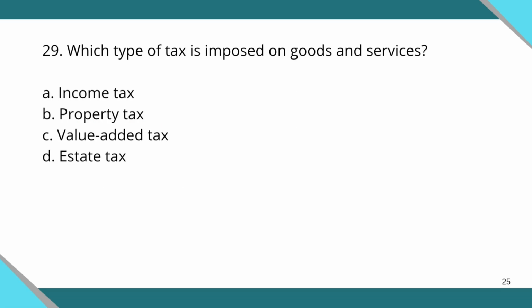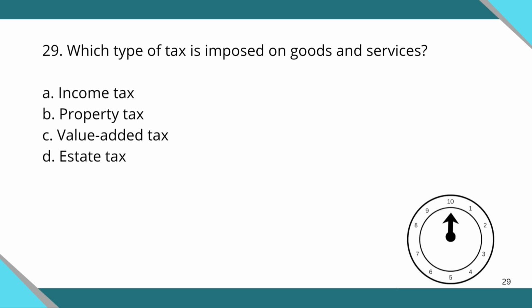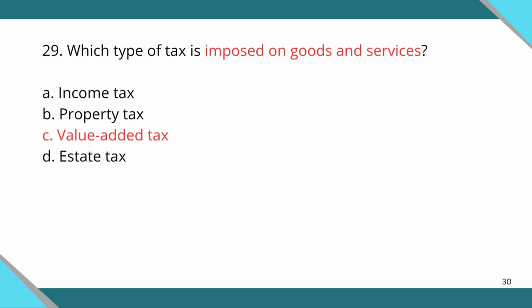Question number 29. Which type of tax is imposed on goods and services? Letter A. Income tax. Letter B. Property tax. Letter C. Value-added tax. Letter D. Estate tax. The correct answer is letter C.